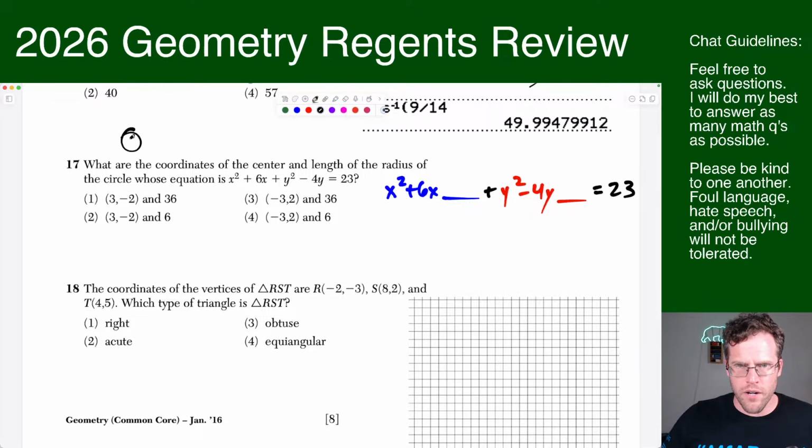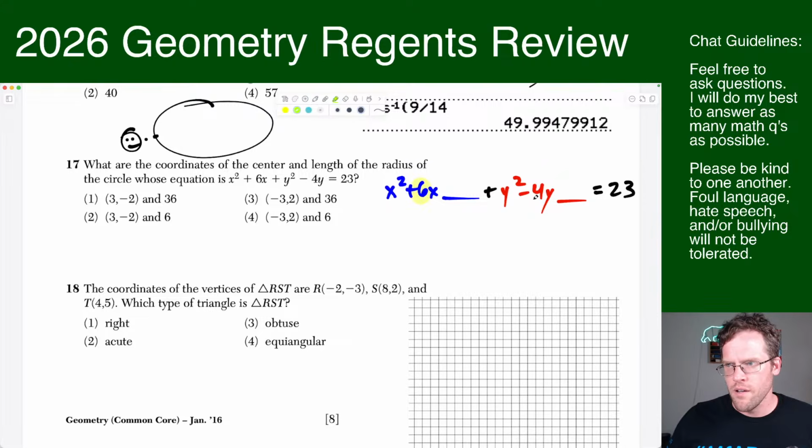So when you complete the square, you want to take the b term. Here are the b terms. One over here is 6, and the other one is negative 4. You take the b term, divide it by 2 and square it. 6 divided by 2 is 3, and then 3 squared is 9. So I get plus 9.